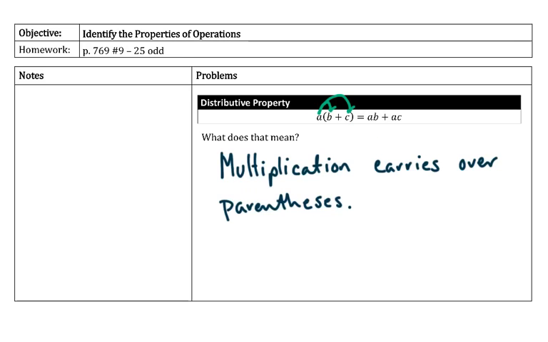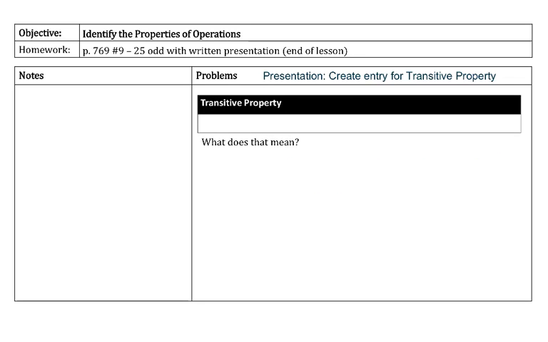Now there's one more property that I want you to look at, and this is going to be the presentation for your homework. All right, so your homework is going to be on page 769, numbers 9 through 25 odd, and then your presentation is going to create another one of these entries for the last property that you're going to be learning about, which is called the transitive property.